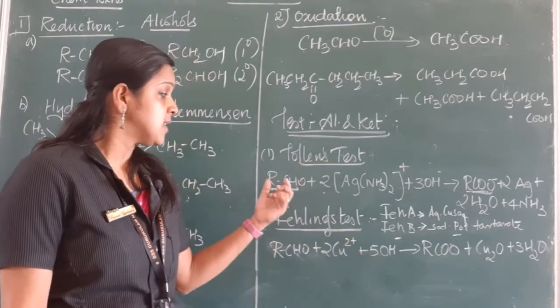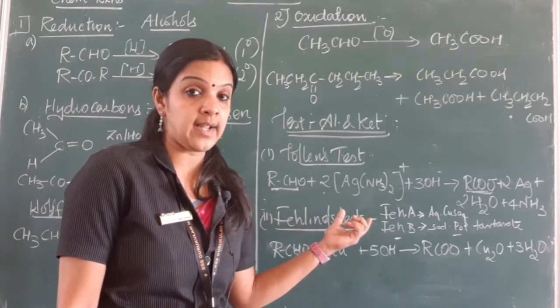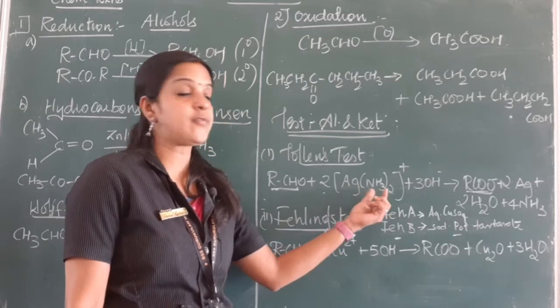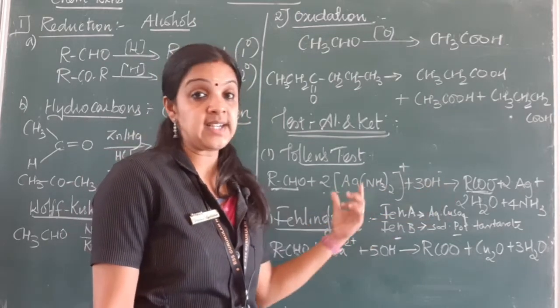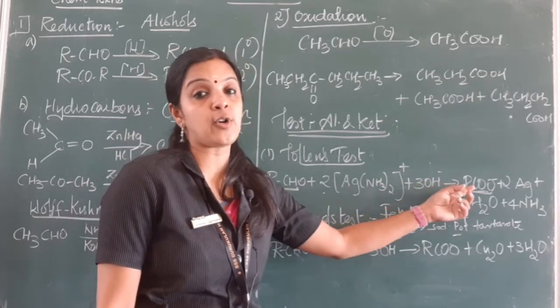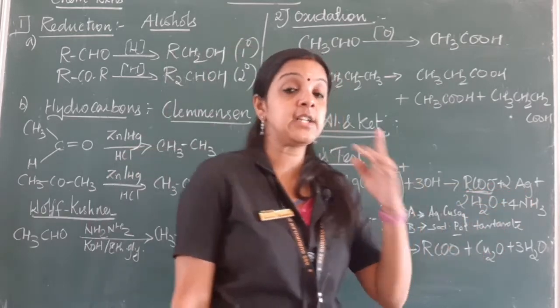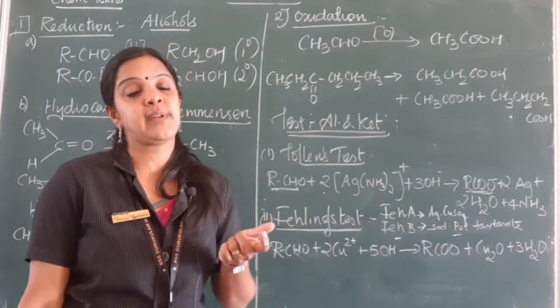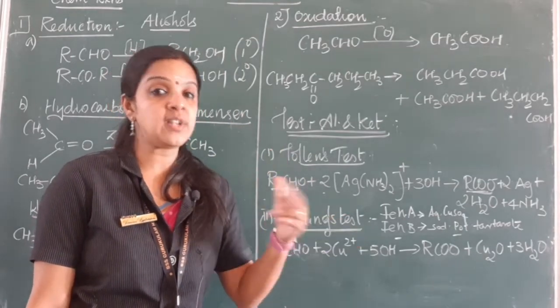In Tollens' test, we are going to treat the given compound with ammoniacal silver nitrate. So this is the complex of ammoniacal silver nitrate solution. When it gets oxidized, you can see the CHO group getting oxidized to carboxylate ion, thereby giving a silver mirror. Either it will be a silver mirror or a black precipitate that is formed. So that confirms the presence of an aldehyde.